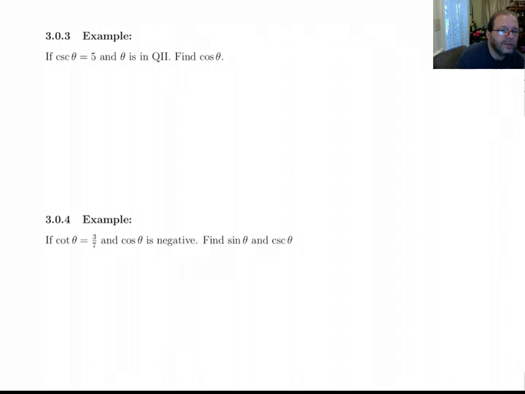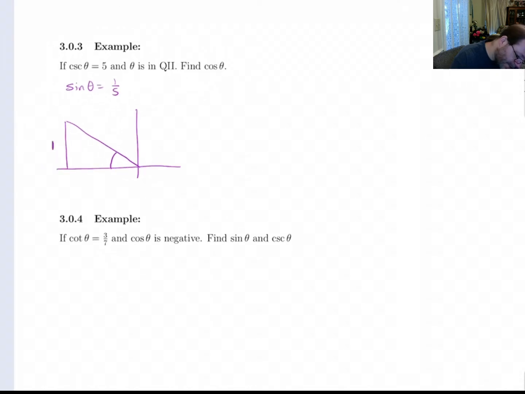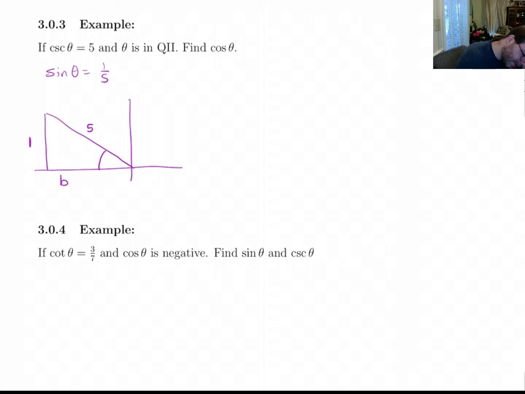All right, so if cosecant is 5, that means that its reciprocal, sine theta, is 1/5. And it's in quadrant 2, so I'm going to draw it over here. Remember, we use our reference angle when we talk about opposite and adjacent. So if sine is 1/5, the opposite side is 1, and the hypotenuse is 5. So now the adjacent side here I'm going to call b, and I can find that using the Pythagorean theorem.